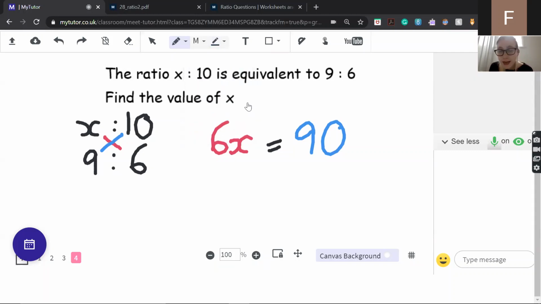So then to find out x by itself, we're going to divide both sides by 6. So we get x is equal to 90 over 6. And now that's a perfectly satisfactory answer. We're just going to make x a bit simpler because we can.